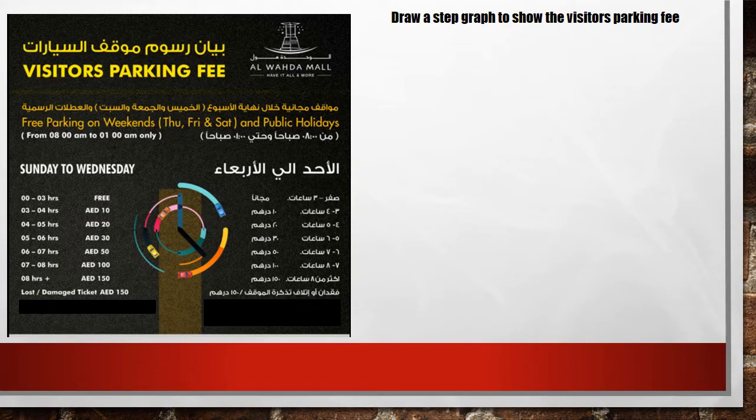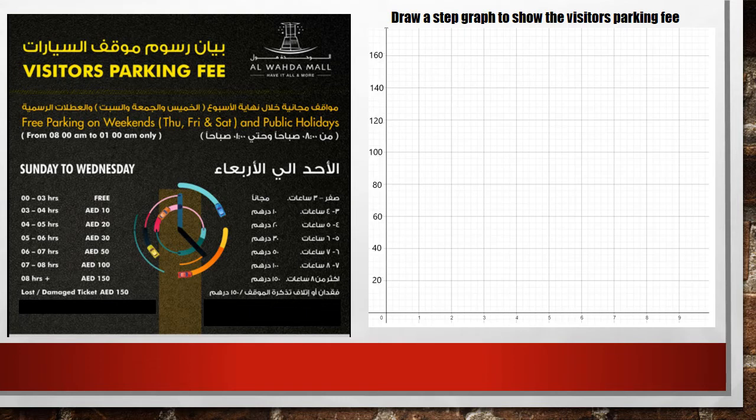With the first example, as you can see here, it's the visitors parking fee at Al Wahda Mall in Abu Dhabi. And the question is to draw a graph to show the visitors parking fee. In my graph, I have to take into consideration that the maximum time shown in this table is 8 hours plus, so I need more than 8 hours. The maximum fee shown here is 150 dirhams.